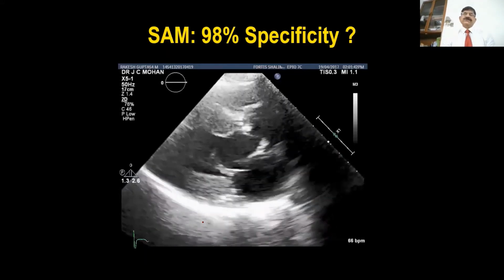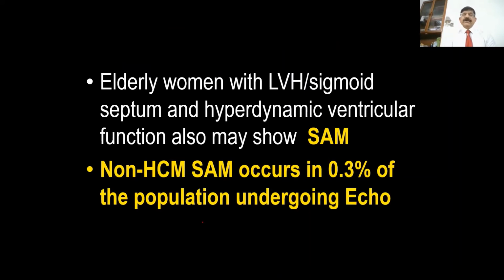There are other causes of SAM also, and you can have elderly women with LVH and sigmoid septum and hyperdynamic ventricle function who may show SAM. In non-hypertrophic cardiomyopathy, SAM occurs in 0.3% of the population undergoing echo. So SAM is highly specific, but not 100%.